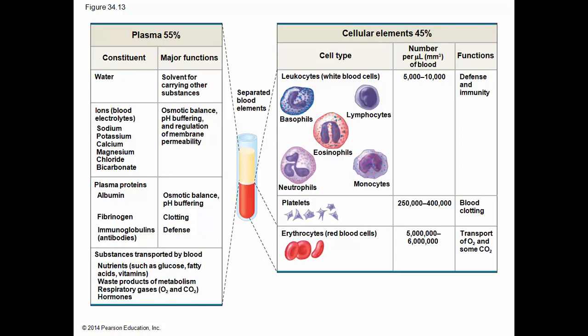If you get a scab, that's basically a combination of erythrocytes and platelets. And if you get pus, that is white blood cells, leukocytes, that are clotting, helping your blood to deal with the infection involved in that cut.